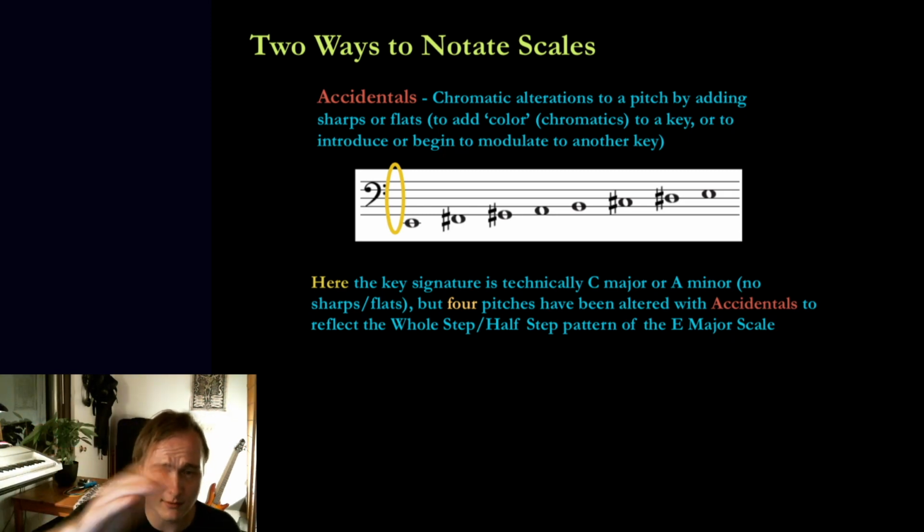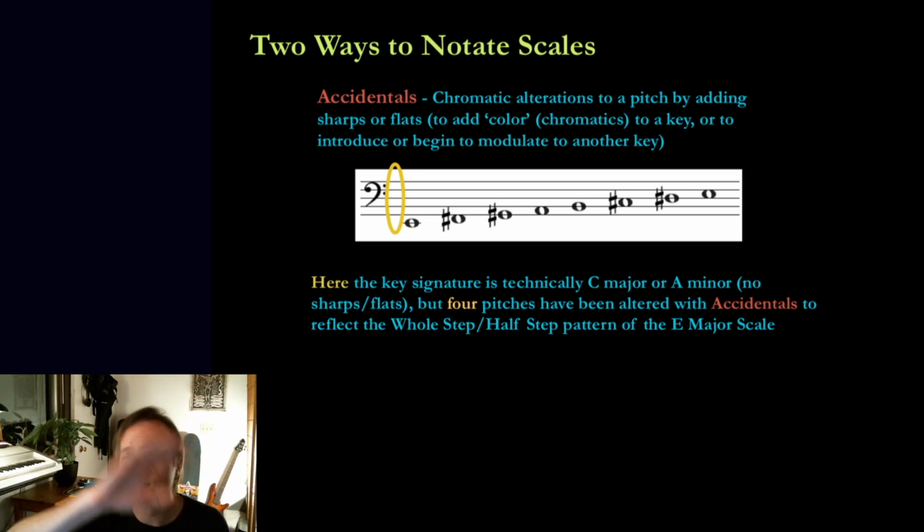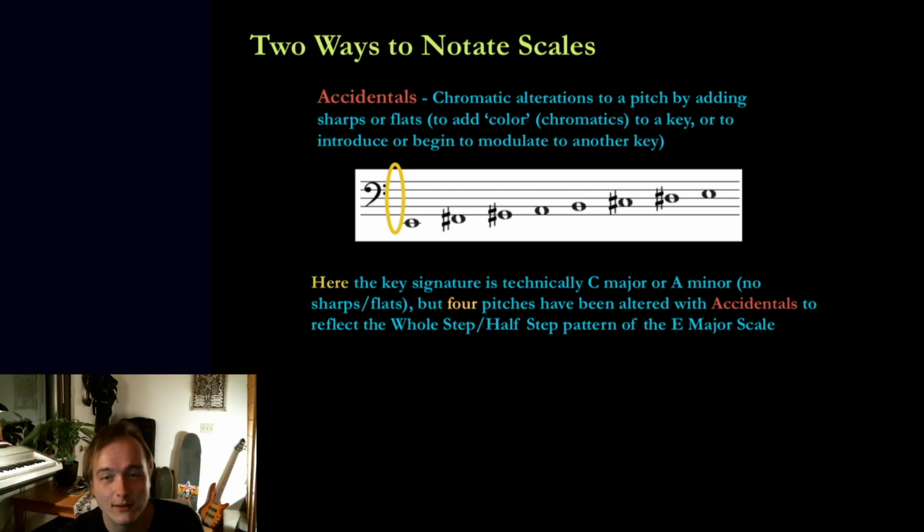If I'm a musician and I look at this, I'm guessing here that we're in C major or A minor because there's no key signature. However, when I look at the scale that's written there, it's clear to me that this is E major because there's 4 sharps and it goes from E to E. So the scale is independent of the key signature in this case, meaning it needs accidentals.